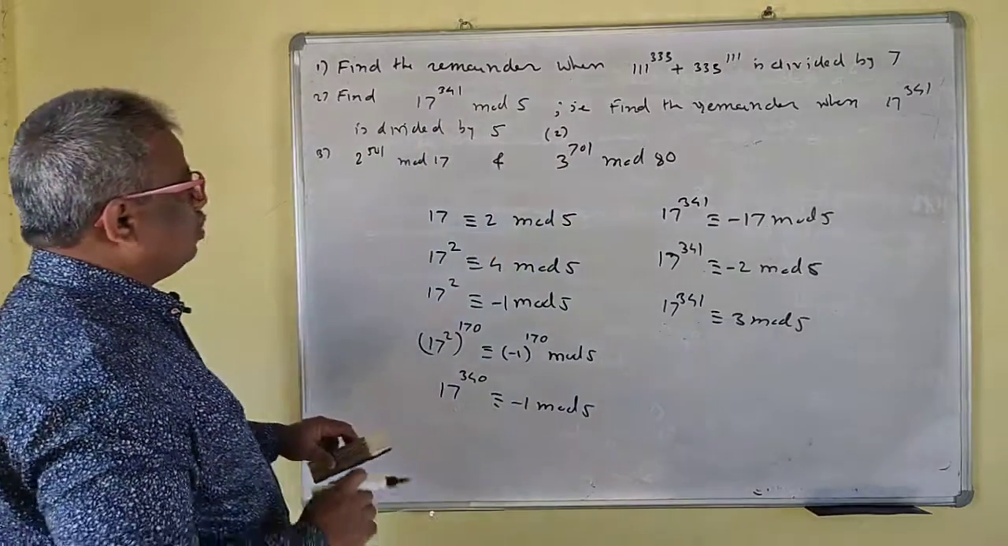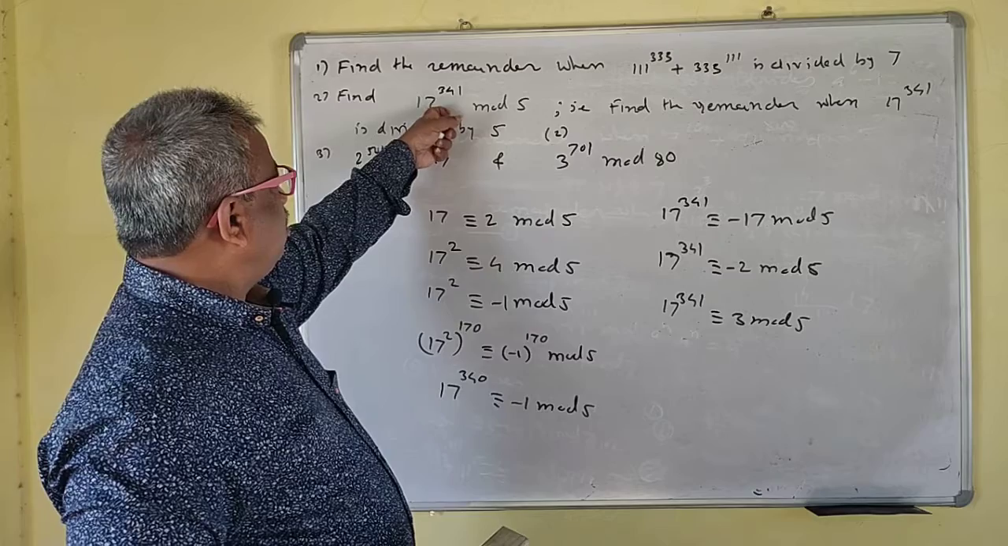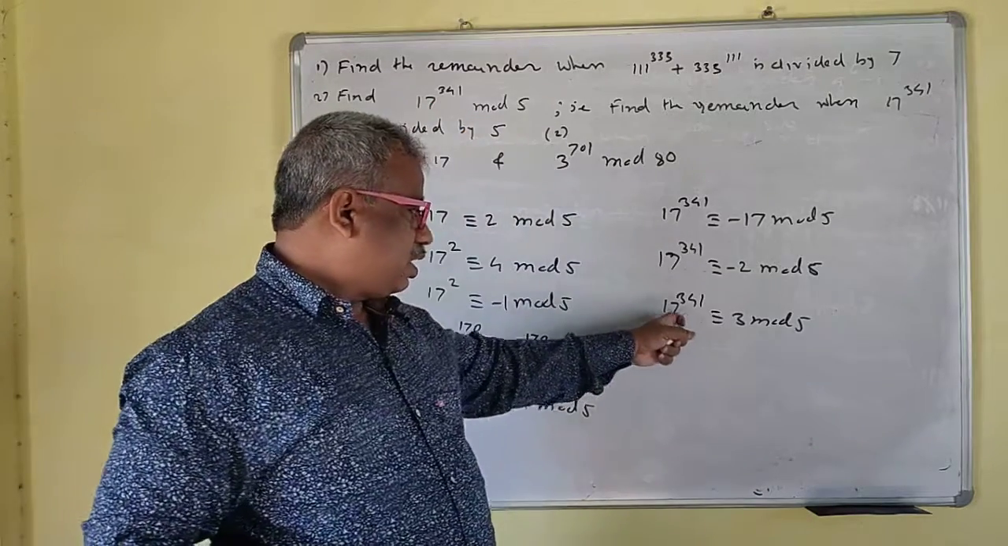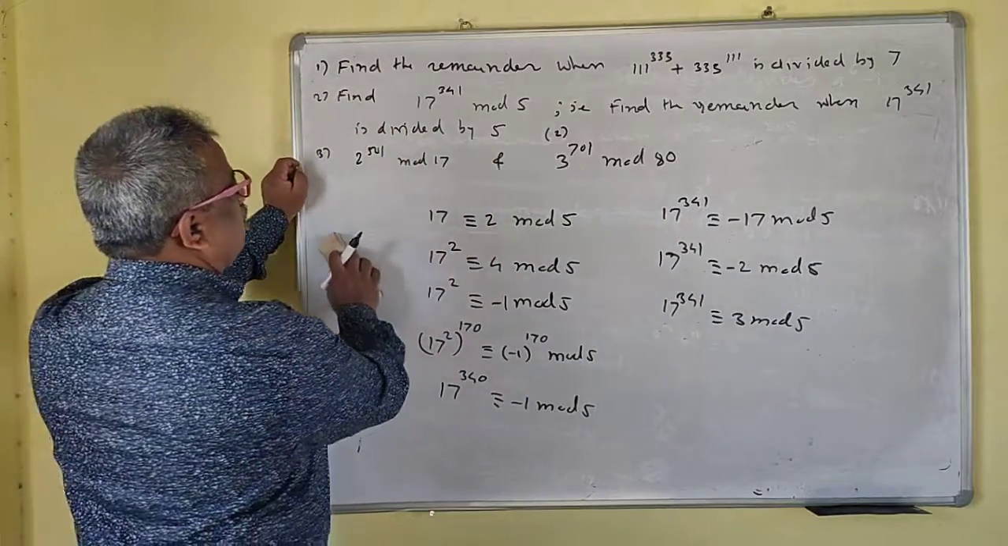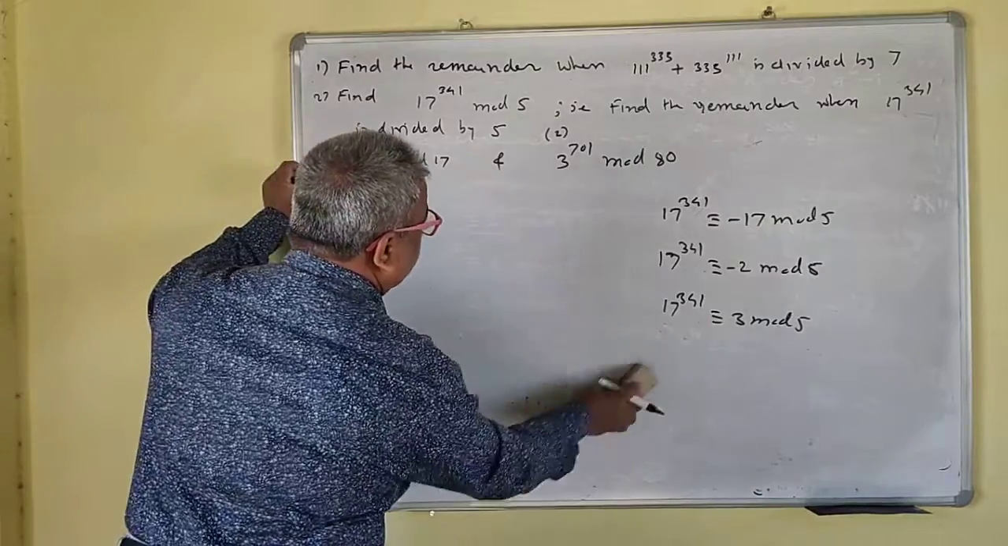Okay, so now we are through. That means 17 to the power 341 mod 5 is nothing but 3 mod 5. Okay, so we'll do the next one.